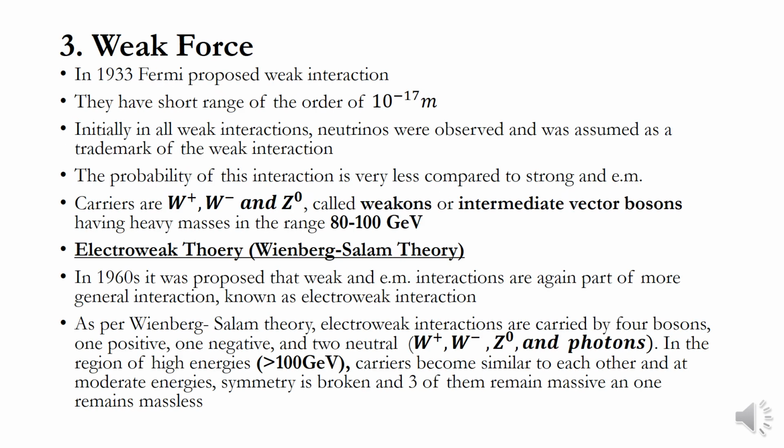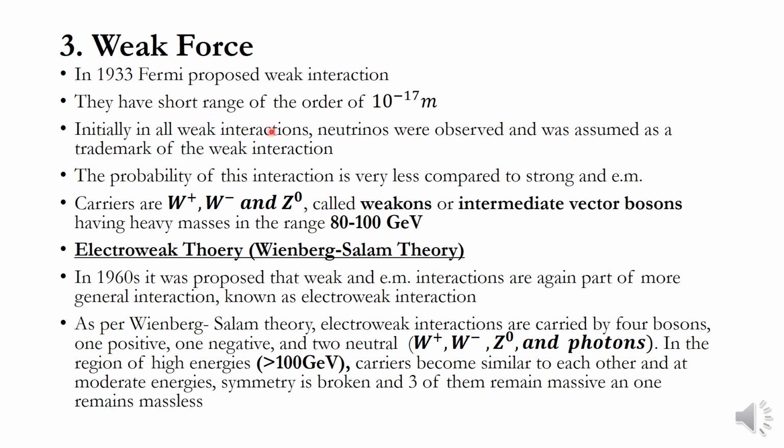The third force, which was put forward by Enrico Fermi in 1933, is the weak interaction. It has the shortest range, of the order of 10 raised to minus 17 meter. That means two particles can interact by the weak interaction only if they are within this distance of 10 raised to minus 17 meter.